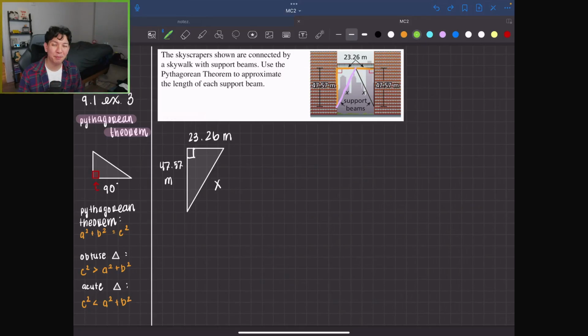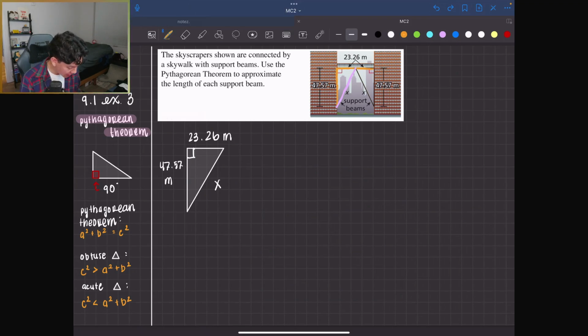All right, in this next example, we're going to be using the Pythagorean theorem to solve a real life problem. So in this problem, it says the skyscrapers shown are connected by a skywalk with support beams. Use the Pythagorean theorem to approximate the length of each support beam.